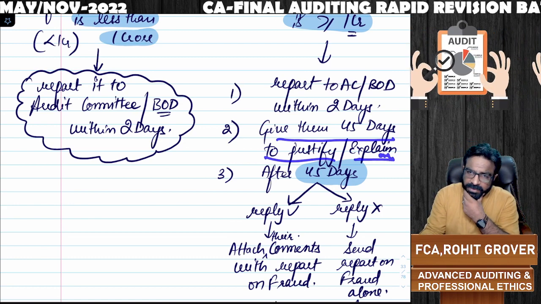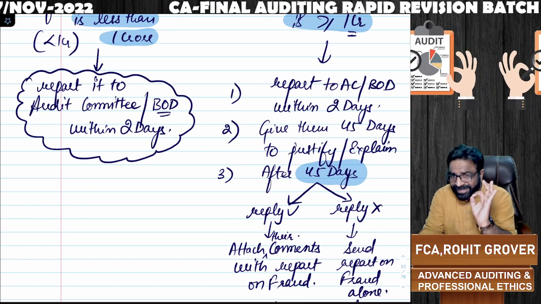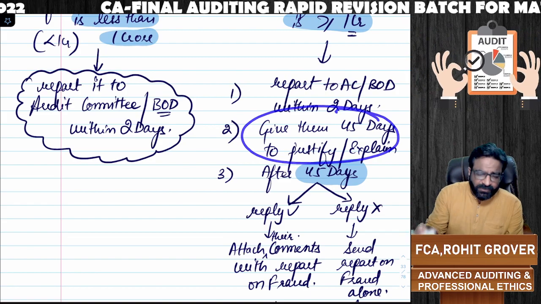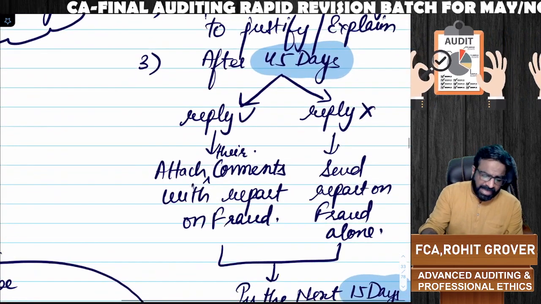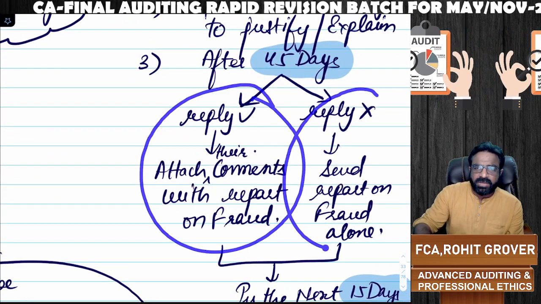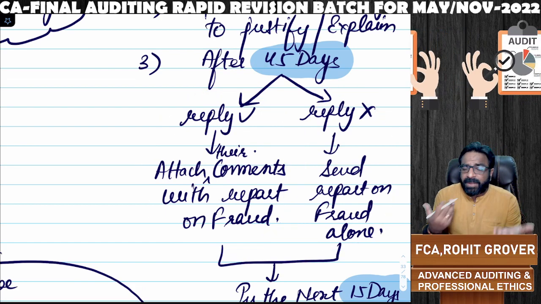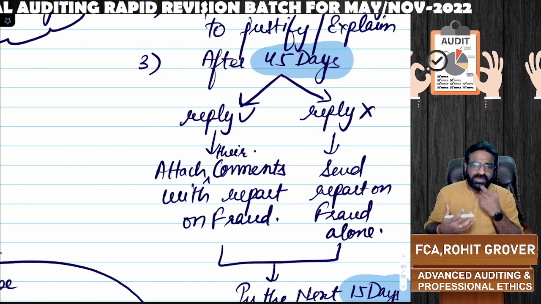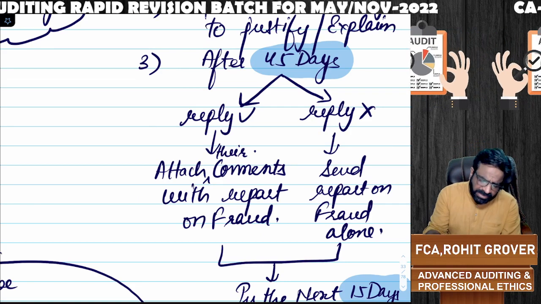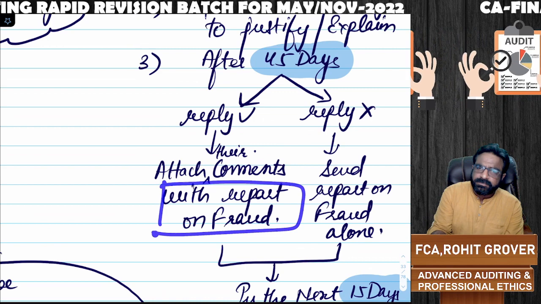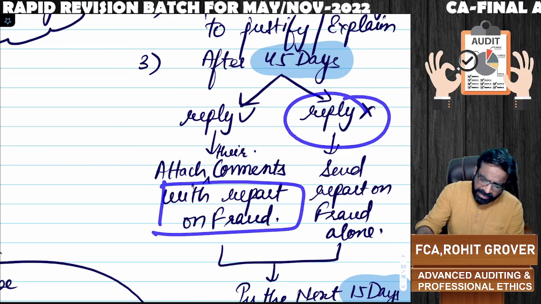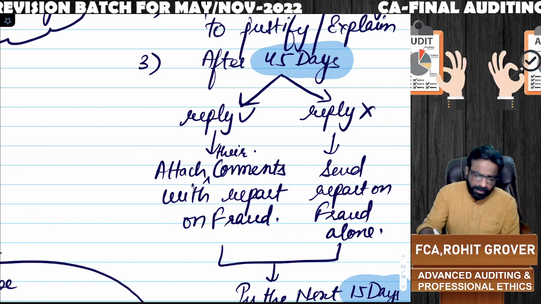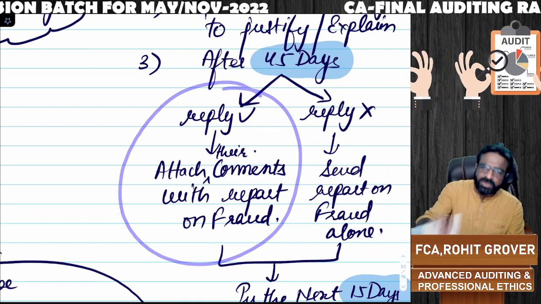Did you get the point? So you will wait for 45 days. So here the journey of 60 days starts. So 45 days of wait is over. After the 45 days of wait, there will be two things. Either their reply will come or their reply will not come. If their reply comes, if the board of directors or audit committee gives you the explanation or justification, then attach their comments with your report on fraud. And if they do not reply, then you have to prepare the report on fraud. In both cases, you are preparing the report on fraud. But if they reply, attach that reply also with the report.